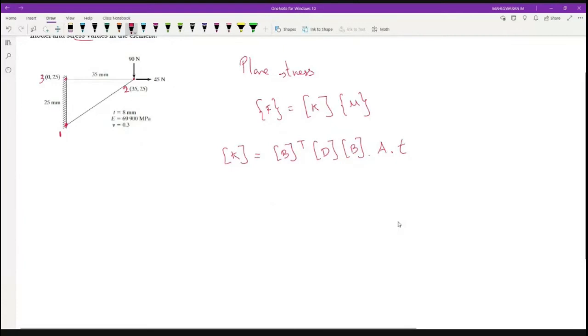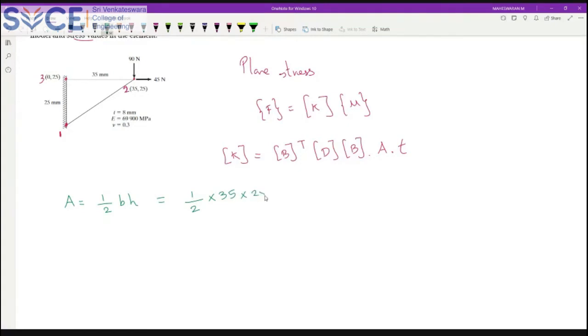Now let us identify a few data. The first is the area A. It is a right angle triangle, so the area is half into base into height. Here the base is 35 and the height is 25, so half into 35 into 25 gives 437.5 mm squared. This is my area. The thickness is already given, so this data is over.